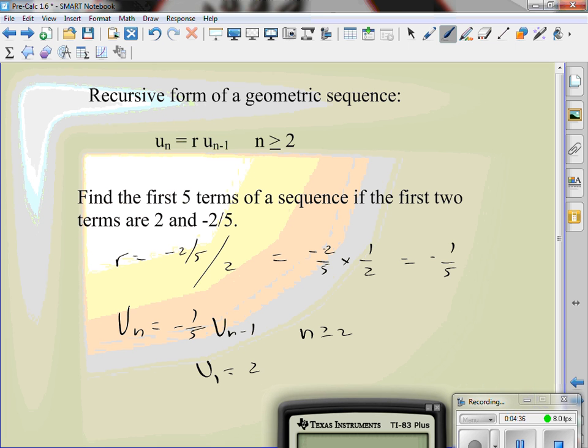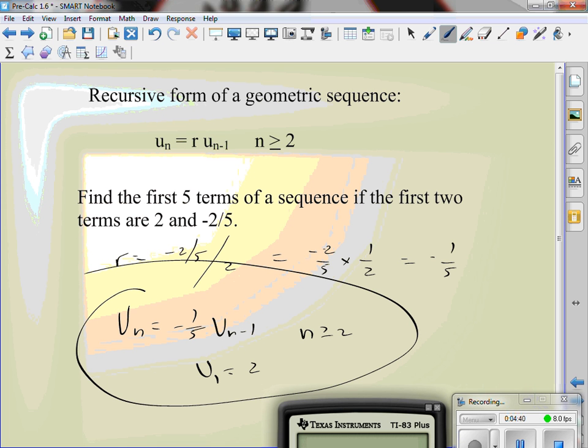So if I gave you this information, you could tell me the entire sequence. You could tell me what terms 2, 3, 4, 5, 6 are, all the terms of the sequence. Without that u sub 1, you can't find anything.